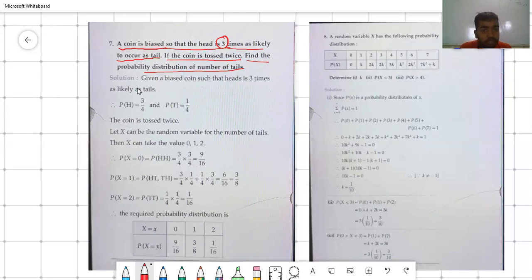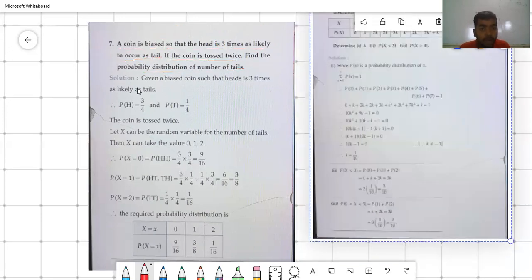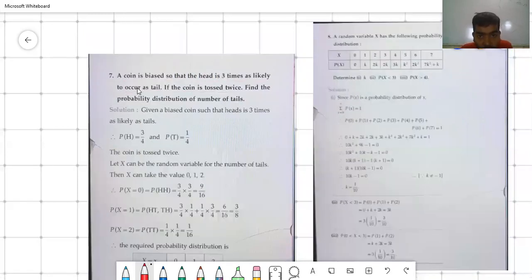So it is written that for the biased coin, head is 3 times as likely to occur as tail. That means when the head is, suppose we have the 4 times toss.